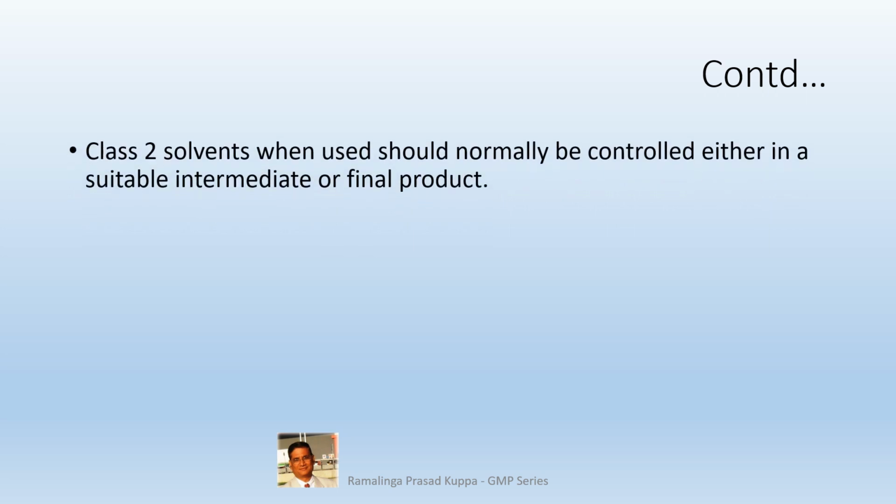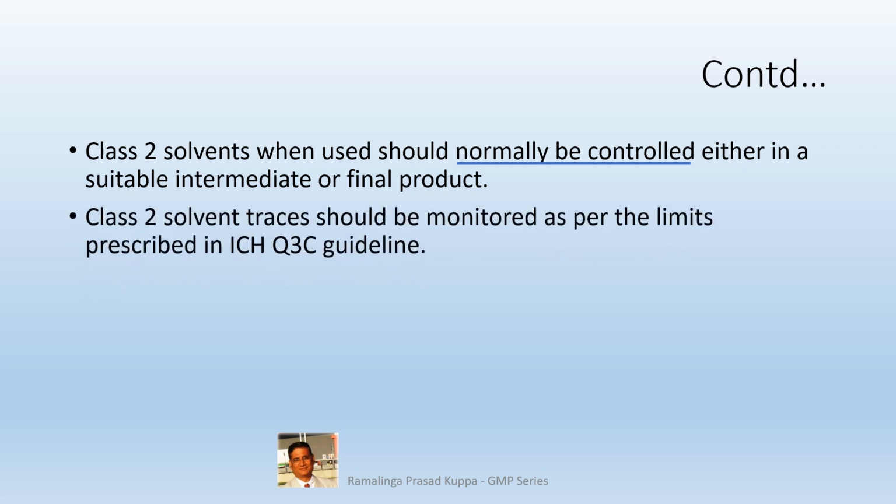Class 2 solvents, when used, should normally be controlled either in a suitable intermediate or the final product. Let us see the requirements for class 2 solvents. Class 2 solvents can be monitored at a suitable intermediate as in class 1 cases. Class 2 solvent traces should be monitored as per the limits prescribed in the ICH Q3C guide.